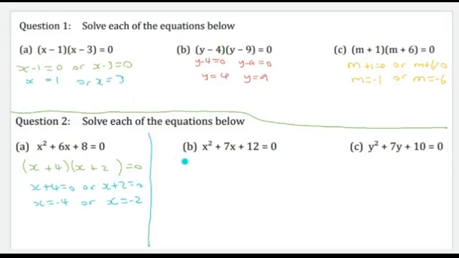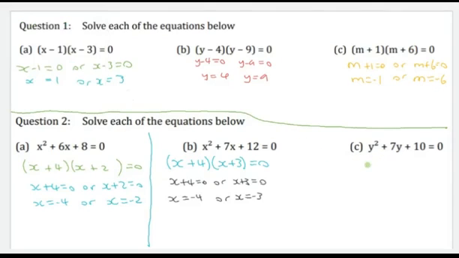We can do this one together. For the next one, the bracketed form would be x add 4, and then the other one would be x add 3. Nice. Because 4 times 3 gives you 12, 4 plus 3 gives you 7. So x add 4 would be 0, or x add 3 would be 0. So x would be equal to minus 4, or x would be equal to minus 3. Yes. Nice.